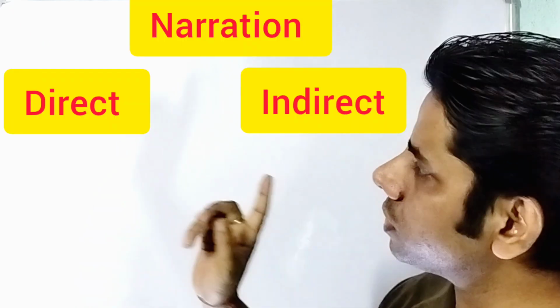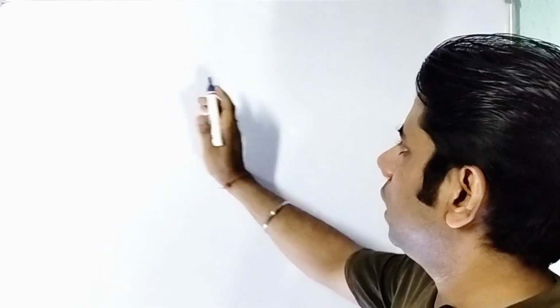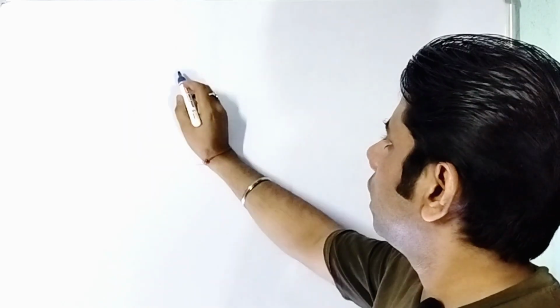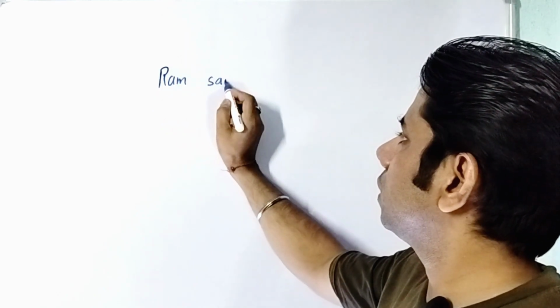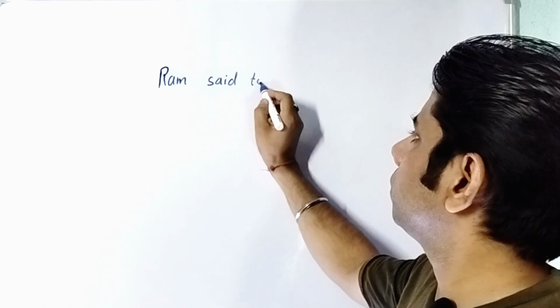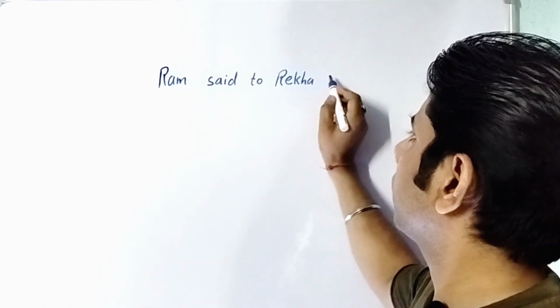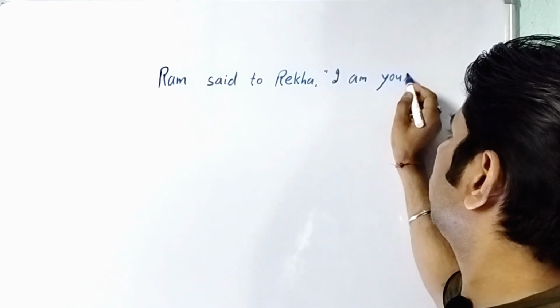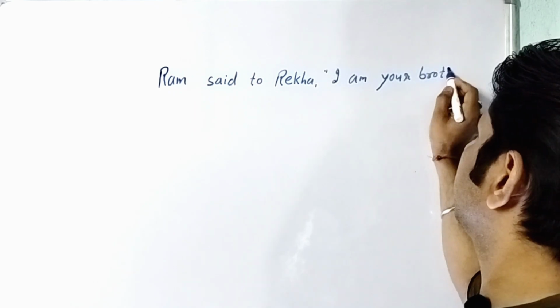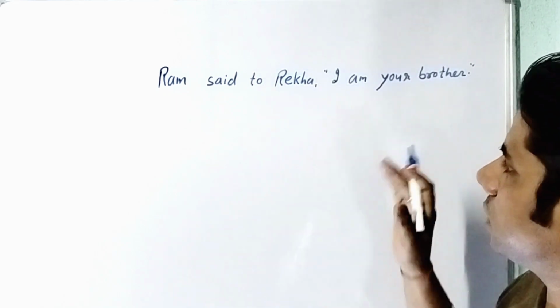The first thing you have to keep in your mind, listen carefully. At first I am giving you a simple sentence. Ram said to Rekha, I am your brother. Okay, that means this is a simple sentence, or we can say this is a declarative sentence.